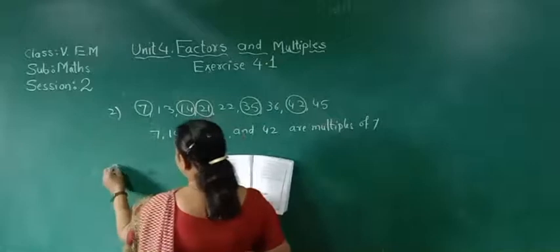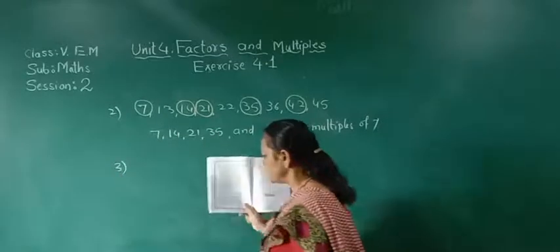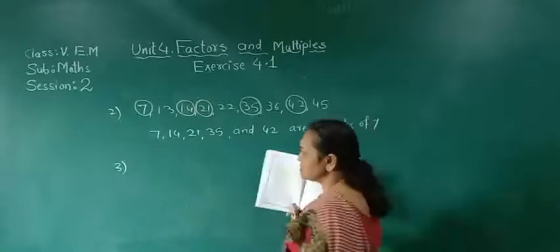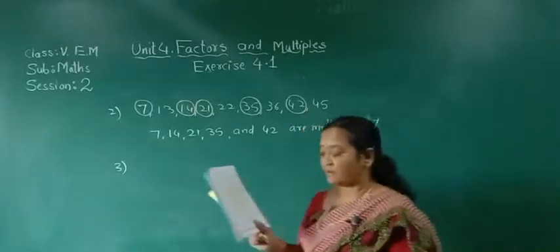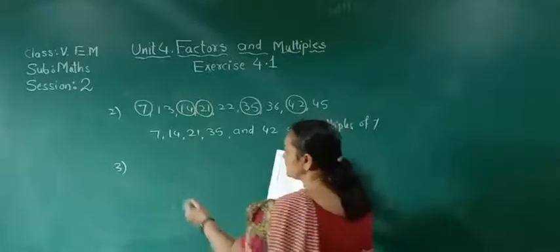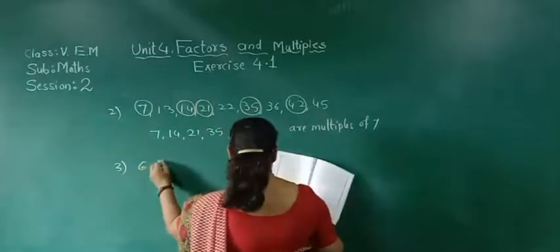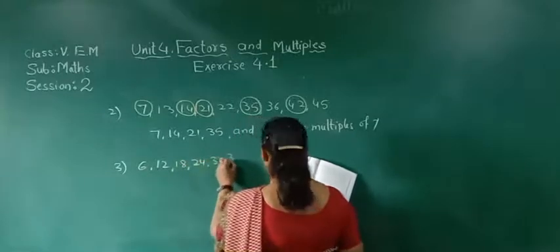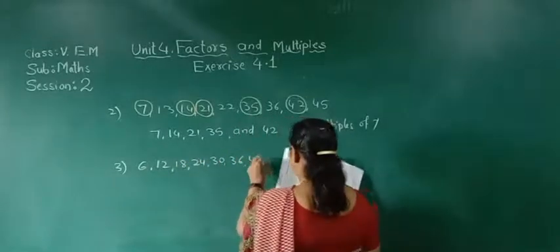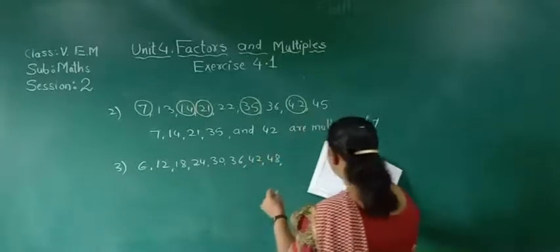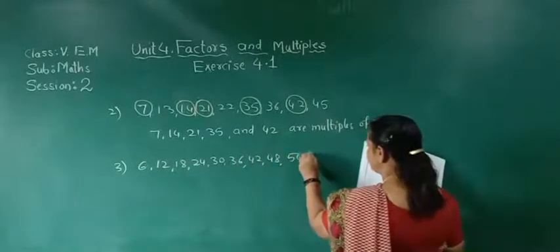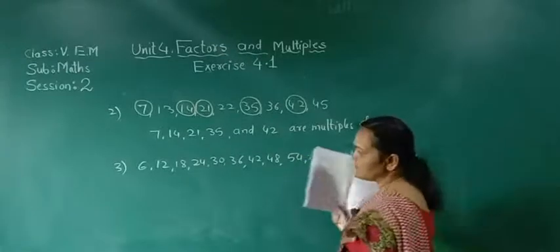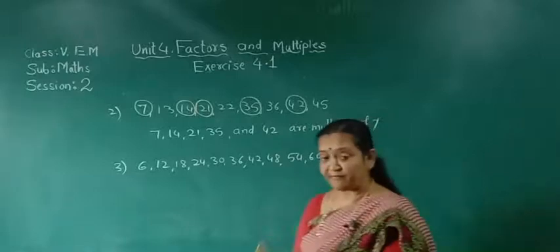Okay. Then third main question, what it says, circle the multiples of 12 in the following numbers. Now here some numbers are given and we should find multiples of 12. So here numbers are 6, 12, 18, 24, 30, 36, 42, 48, 54, 60, 66, 72. Now here we should find multiples of 12.